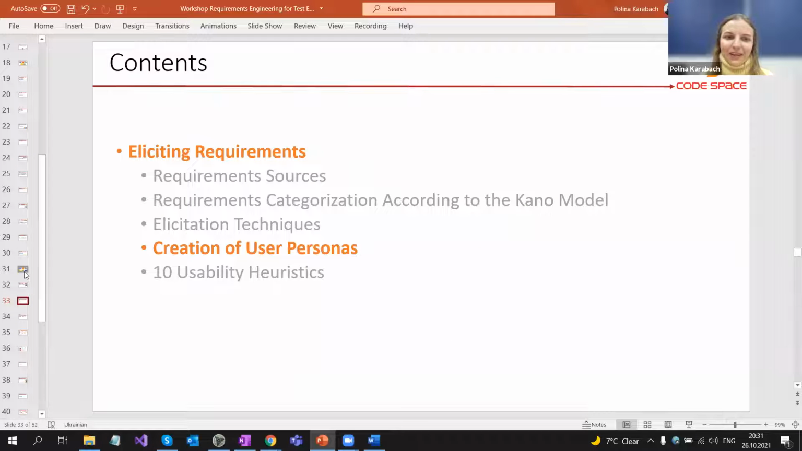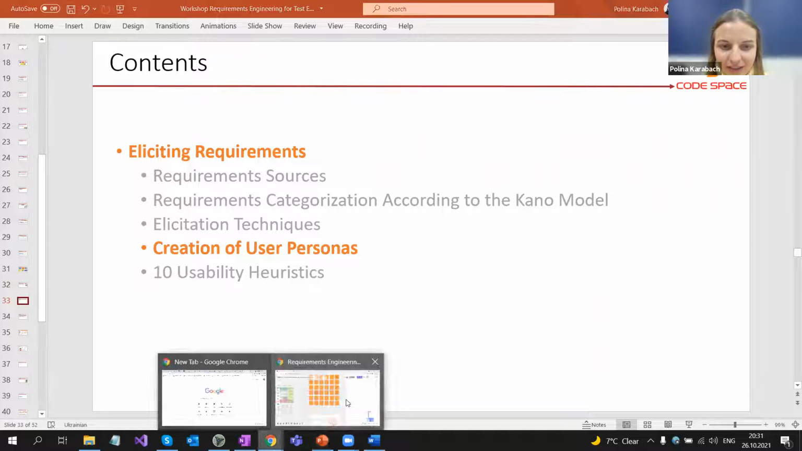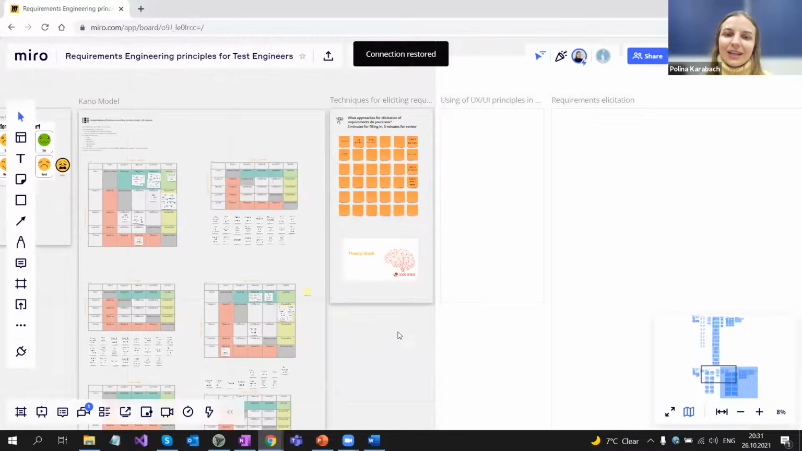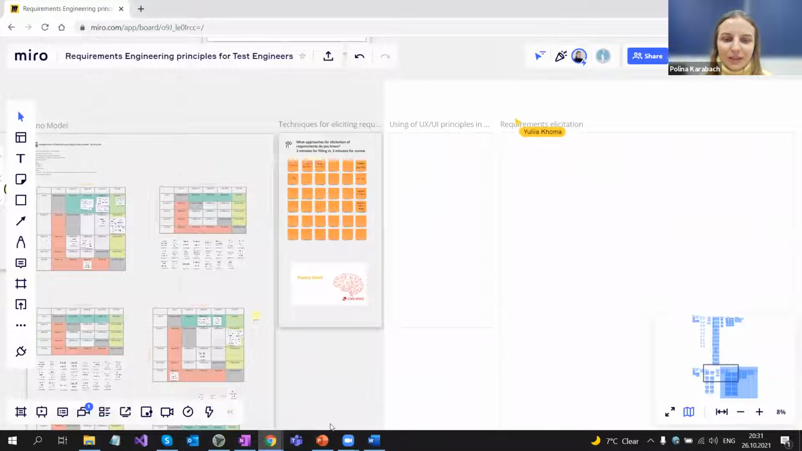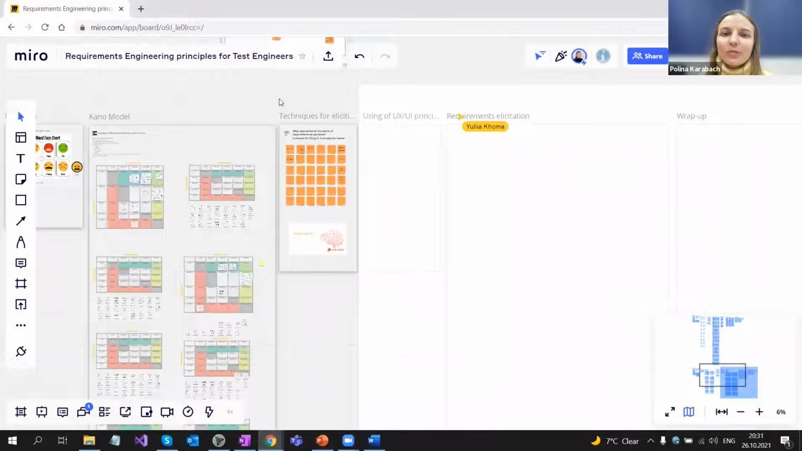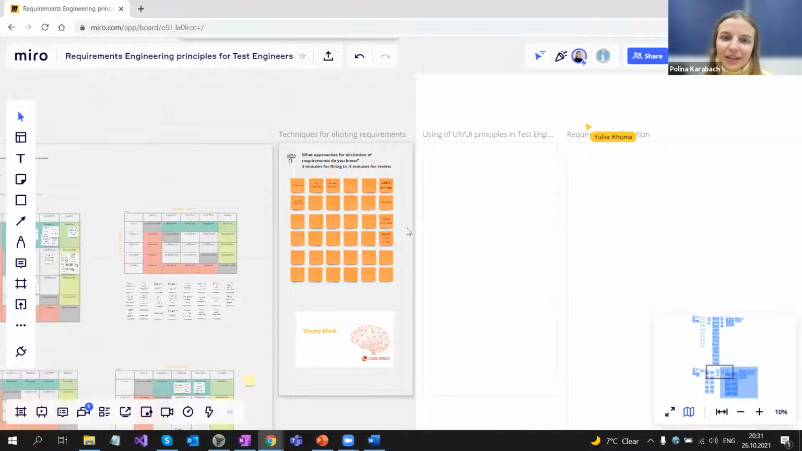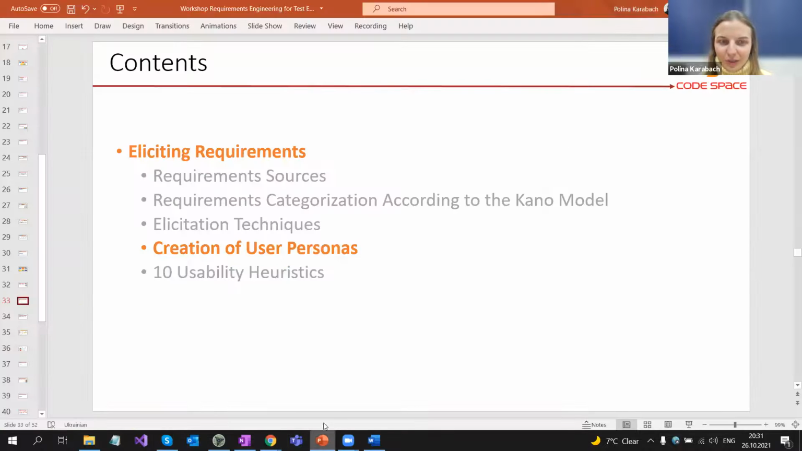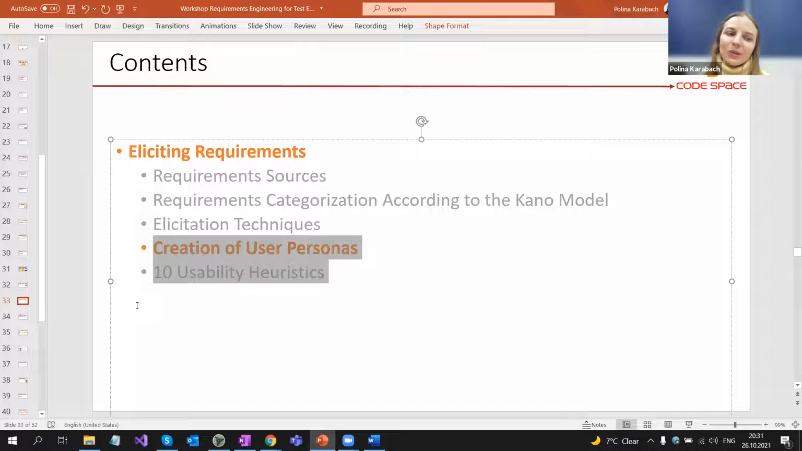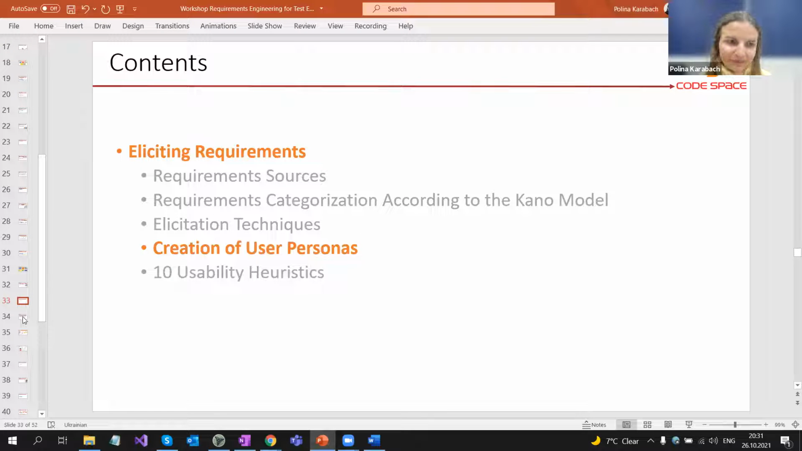All right. Now that we passed this part, let's continue with the next part of the user persona technique and also the UX UI principles. So we'll continue there and then we'll go back to the Miro board.